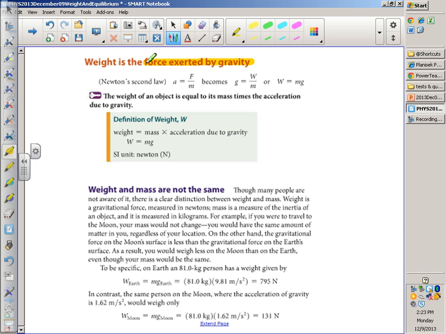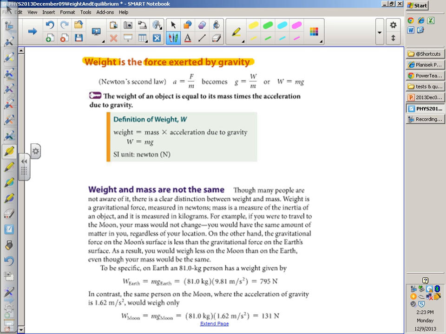Gravity exerts a force on objects, and because of that, it causes acceleration. The force that is exerted by gravity, we give a special name, we call it the weight of an object. So the weight of an object is just the force that gravity is acting on that object.